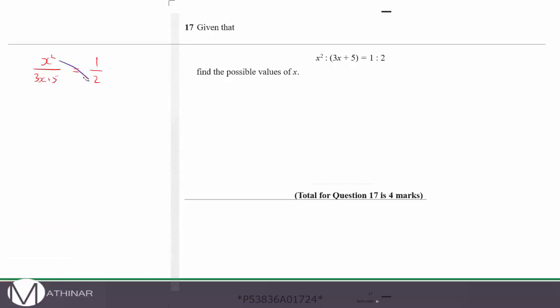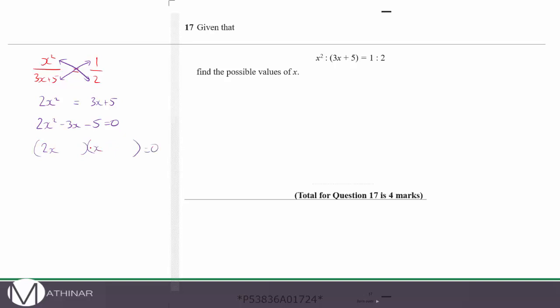The top of that times the bottom of that gives you 2x squared. And then the bottom of this times the top of this gives you 3x plus 5, and we can make them equal to each other. Now if we take everything over to the left hand side, 2x squared minus 3x minus 5 equals 0. We now have a quadratic equation. Because it's a non-calculator paper, it's likely to factorize, so I would always try that first.